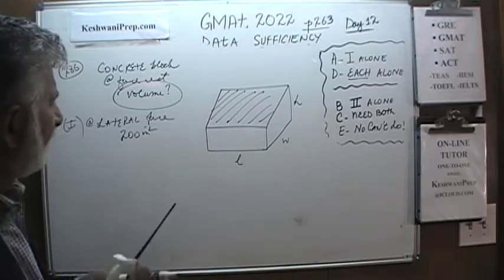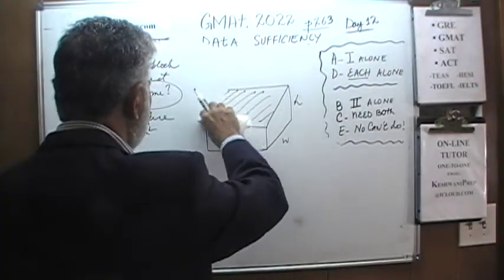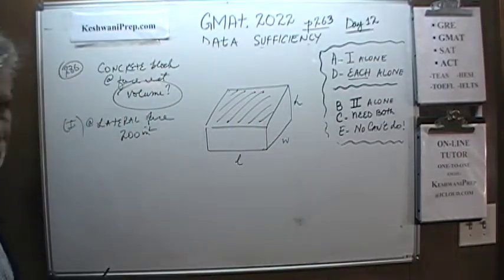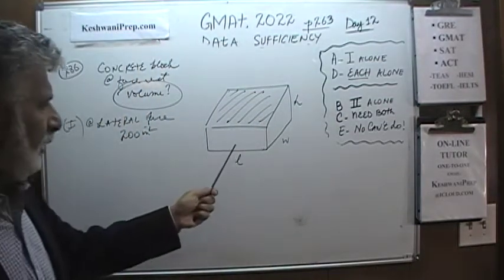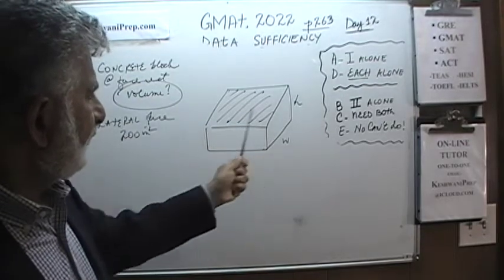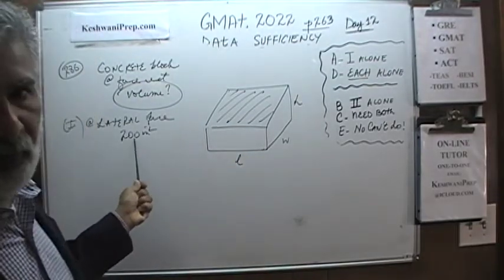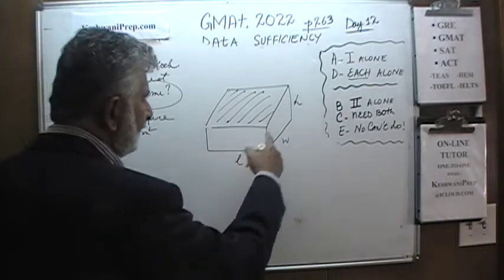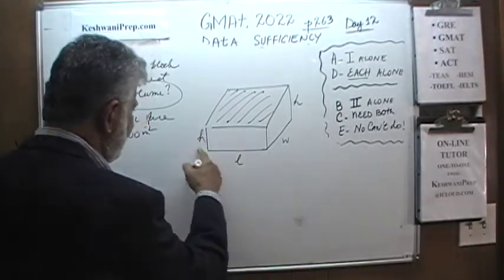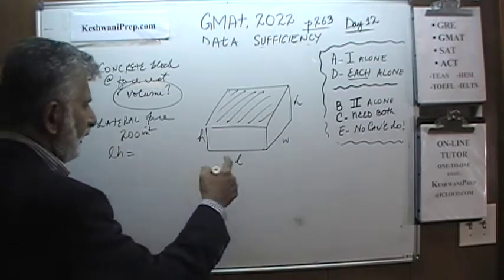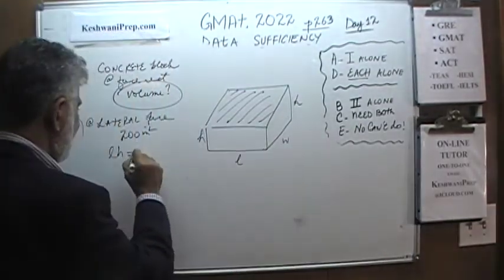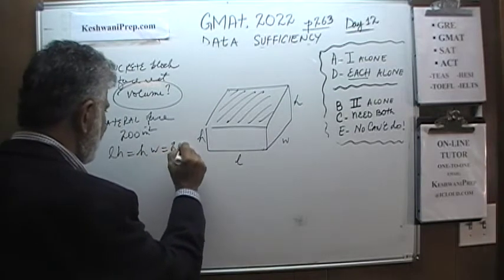I'm going to fix this picture a little bit. It looks horrible now that I look at it. I feel better now. So, we have the front, the back, the left, and the right, and they all have the same area. This is length, this is height, which means this is also height: length times height is the same as height times width, and that is 200 square inches.